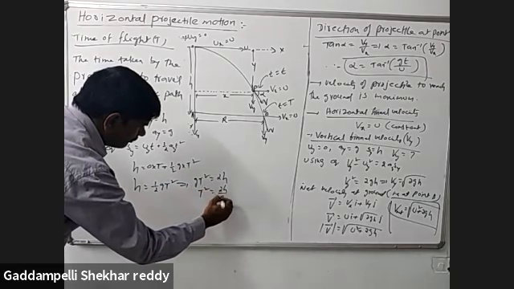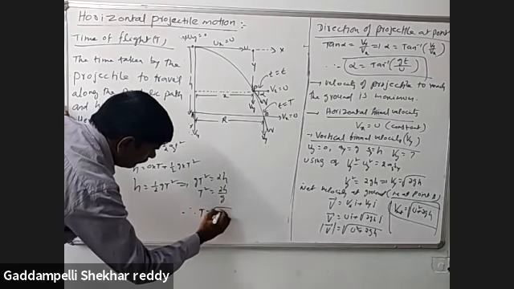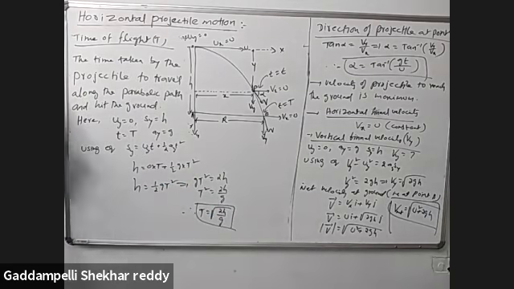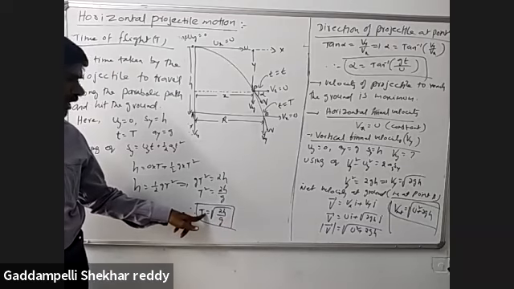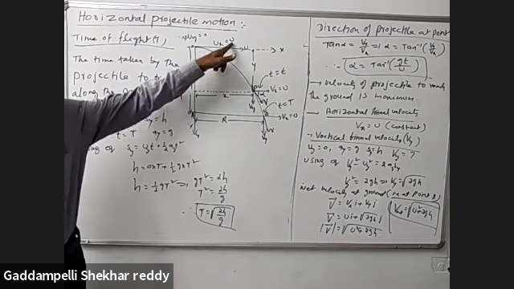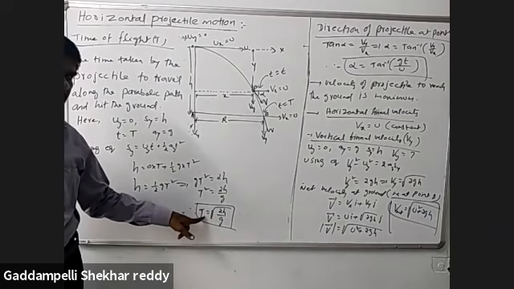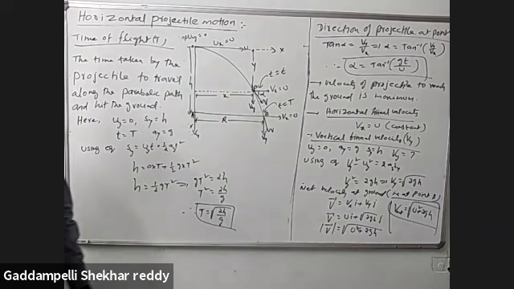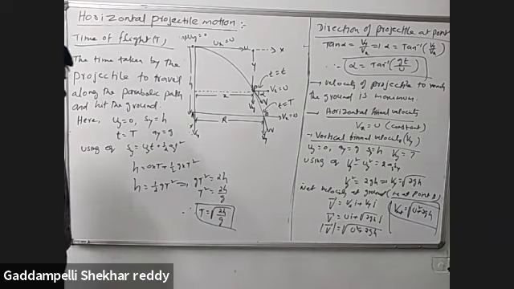T square is equal to 2h by g. Therefore, t is equal to under root of 2h by g. Okay, time of flight of a horizontal projectile t is equal to under root of 2h by g. So the time of flight is independent of the mass of the projectile, and also independent of the initial velocity. In this formula, velocity and mass do not appear. That means time of flight is independent of the velocity and the mass of the projectile. So you should remember time of flight is equal to under root of 2h by g.